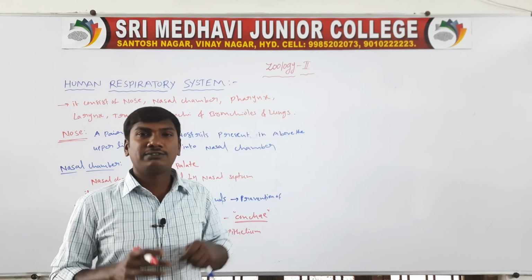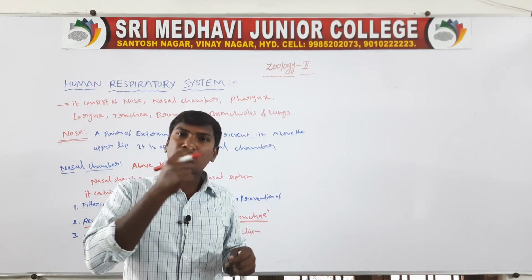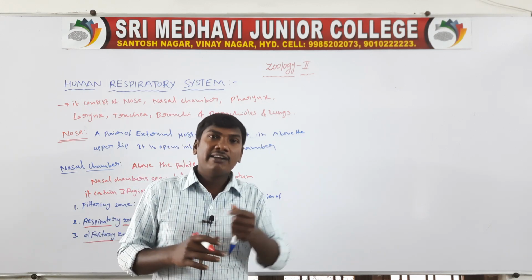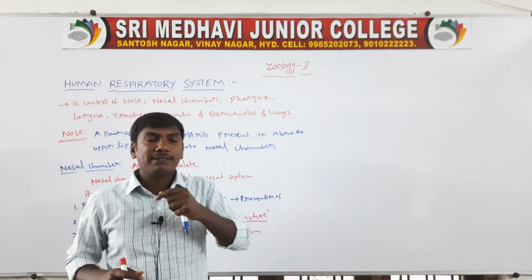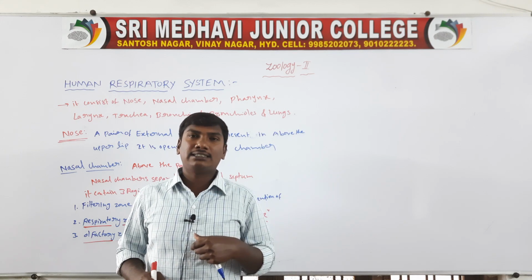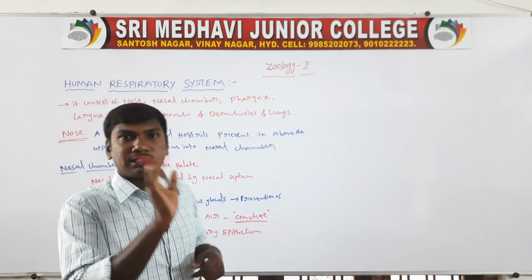First one, filtering zone. The filtering zone means the hairs and sebaceous glands present in the nose. These hairs and sebaceous glands function to filter the dust particles, so dust particles do not enter from the air passage. They filter the air and prevent the dust particles.